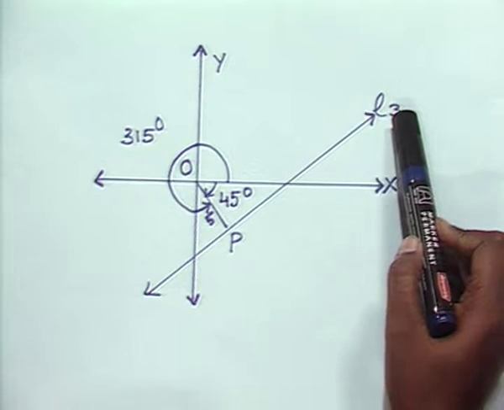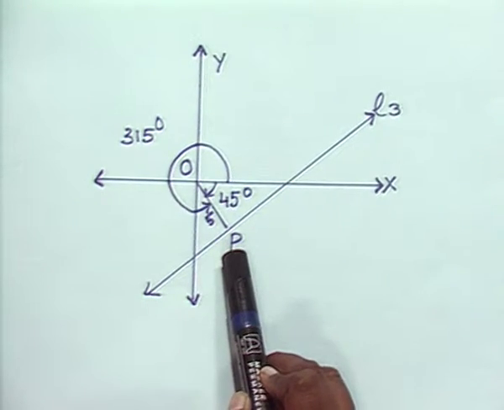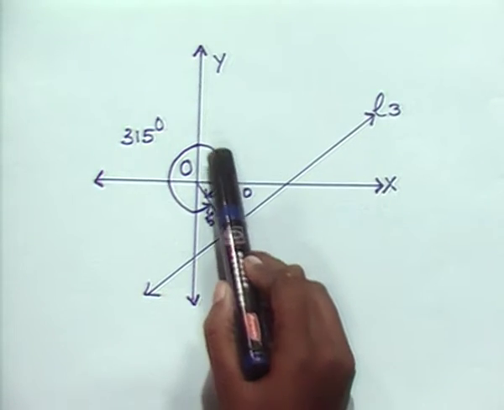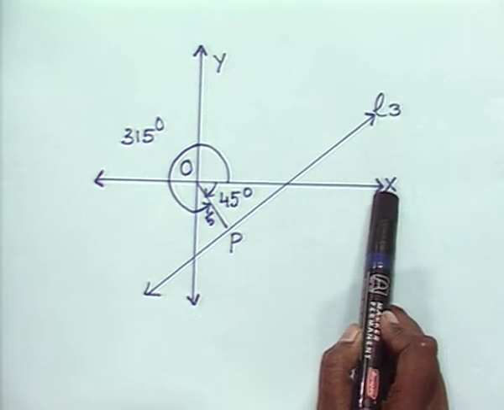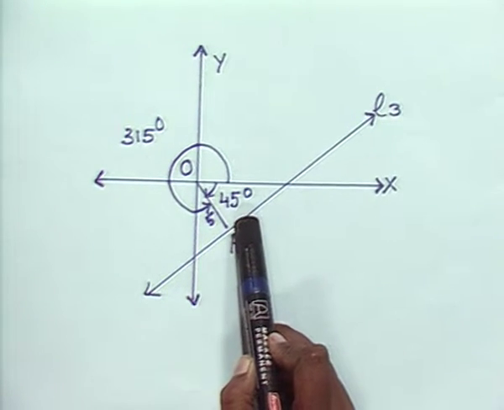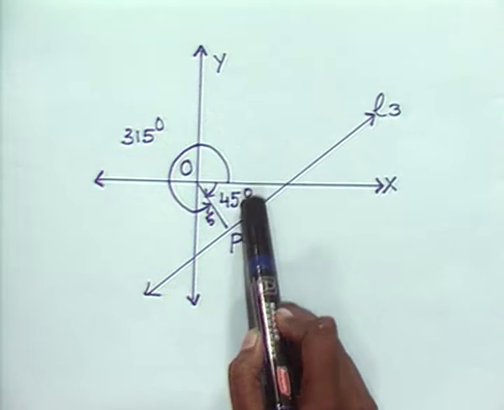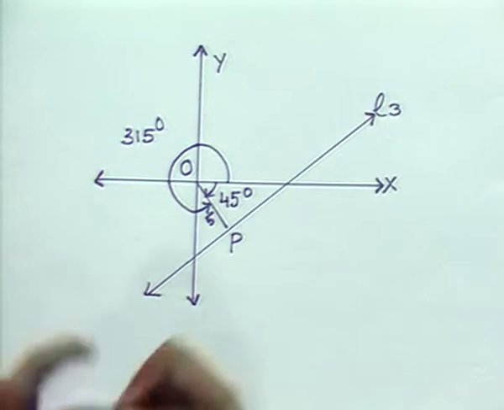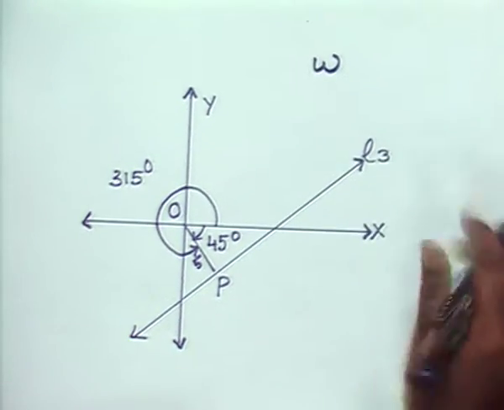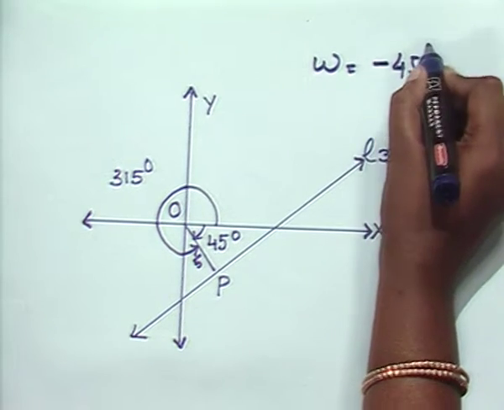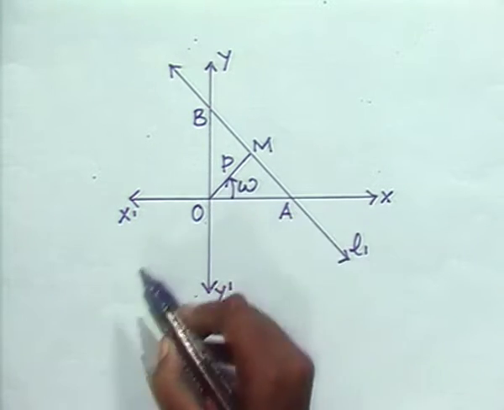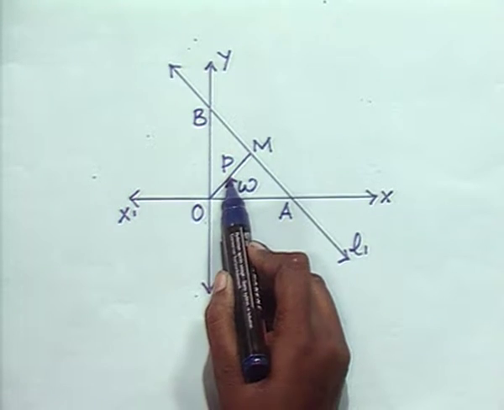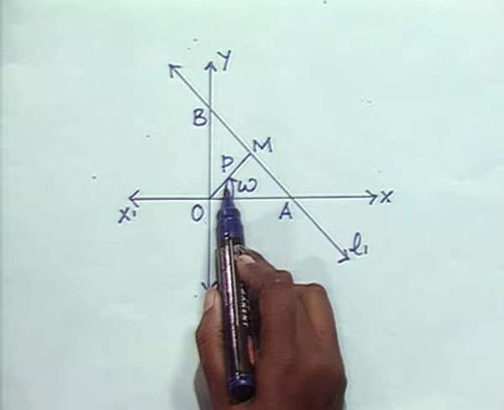For the line L3, the perpendicular length OP is again 5 units, but the angle omega is given to be 315 degree. Also observe that angle XOP is given to be 45 degree measured in the clockwise direction. So, we can also say that angle omega is equal to minus 45 degree. Now, let us determine the equation of the line L1 when the perpendicular length of OM is P and omega is the angle made by it in the positive direction of x-axis.